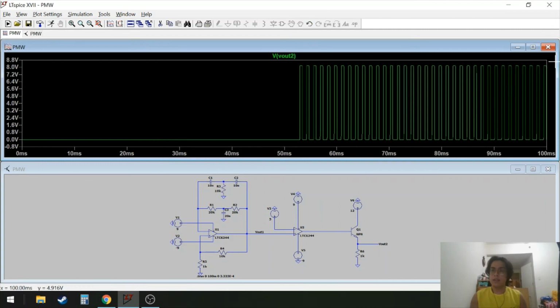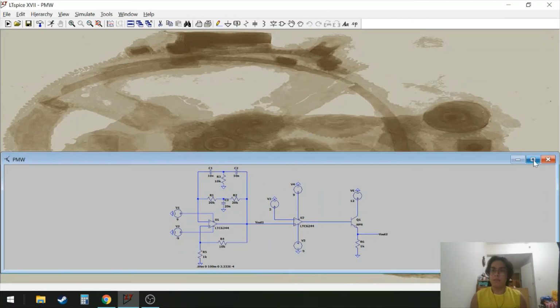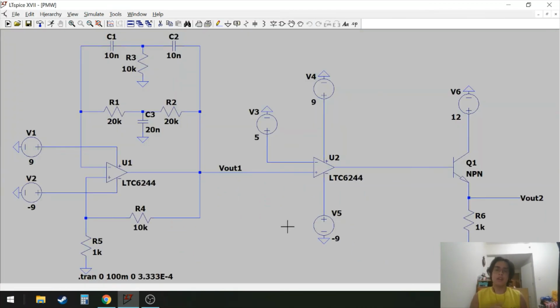And that is it. That is my PMW circuit, and I showed you the simulations and explained the parts.